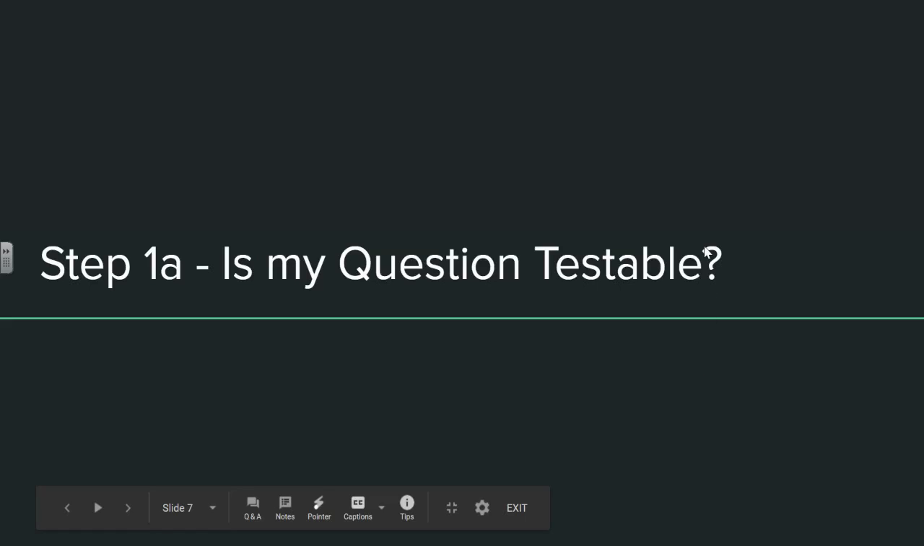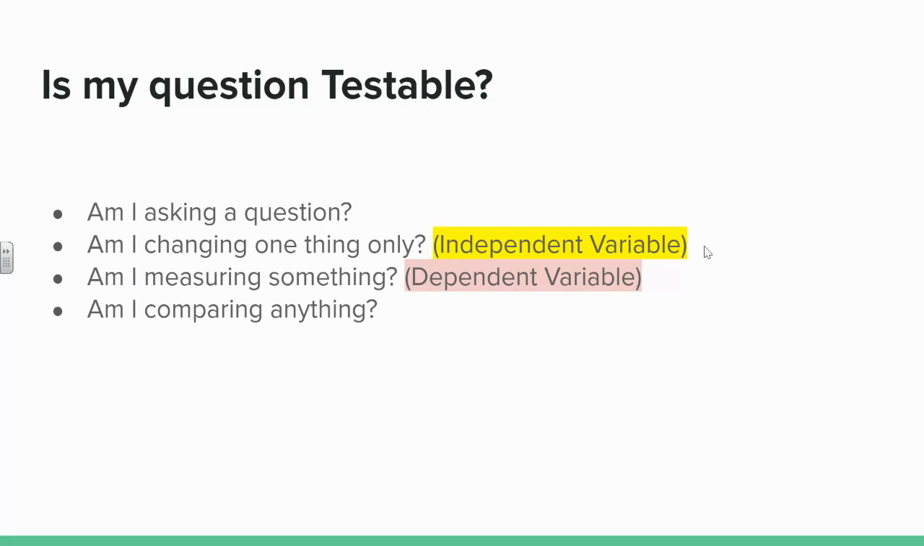Hi students, in this section I'm going to be covering how to decide if your question is a testable one. So the first thing you need to ask yourself is, are you indeed asking a question? The second thing is you need to make sure you have an independent variable. That means you're changing only one thing in your experiment. And also you need to be sure you're measuring something, and we call that the dependent variable. So a little bit more on that as we move forward.